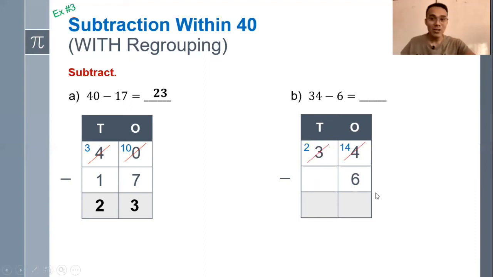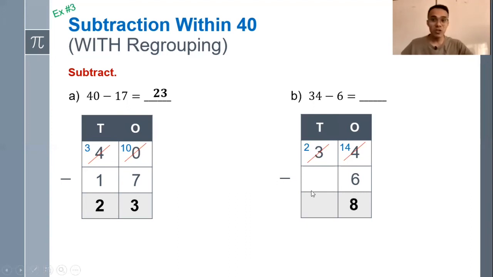14 minus 6, using the method that I just introduced to you, we put 6, the smaller number, in mind, and we count on: 7, 8, 9, 10, 11, 12, 13, 14. How many fingers? There are 8 fingers. Therefore, 14 minus 6 is 8.